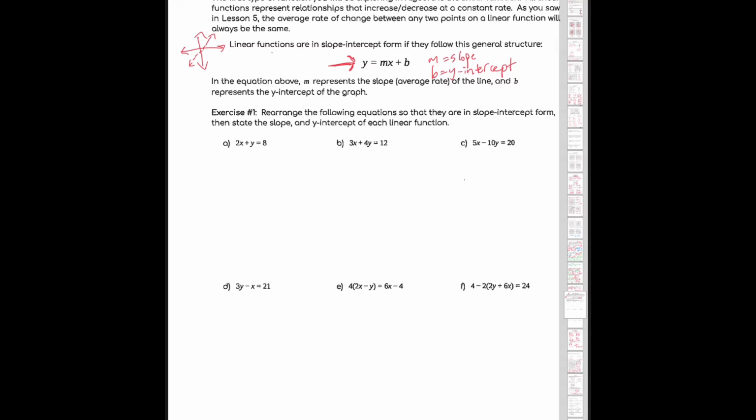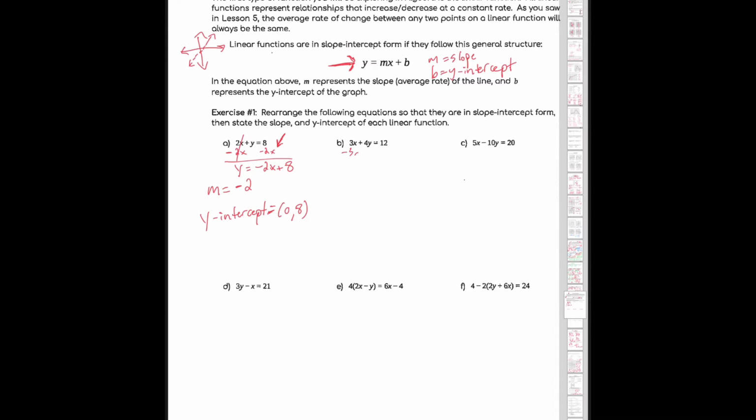So for exercise 1, we have to rearrange the following so that they are in slope-intercept form. So we want y by itself in all of these. To do that, we would have to do minus 2x, and we always want to write the slope, or whatever is attached to the x value, first. So we would write this as y equals negative 2x plus 8. That means our slope, or rate of change, is negative 2. Our y-intercept, or where the graph crosses the y-axis, would be at 8, or the point (0, 8).